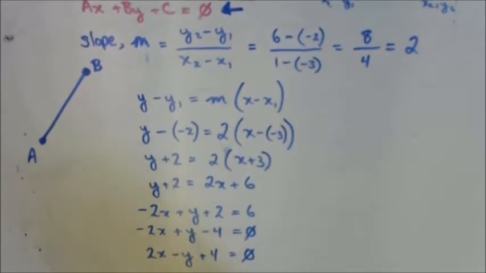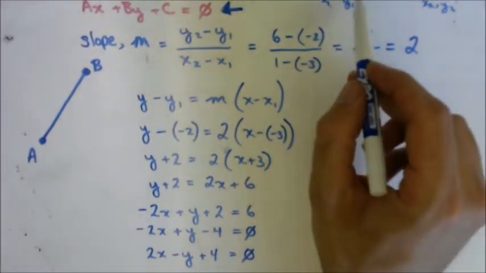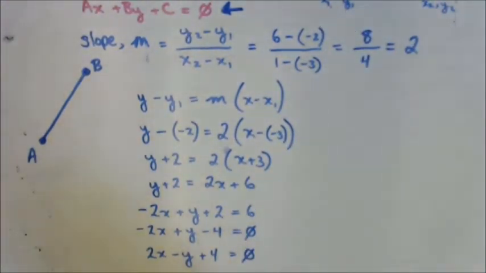So our final answer, an equation in standard form that goes through the points A, negative 3, 2, and B, 1, 6, is 2x minus y plus 4 equals 0.